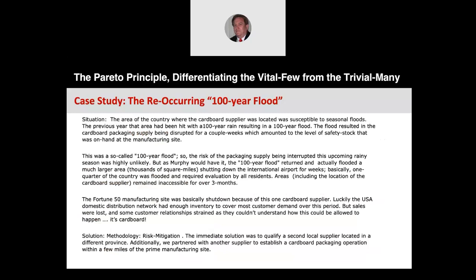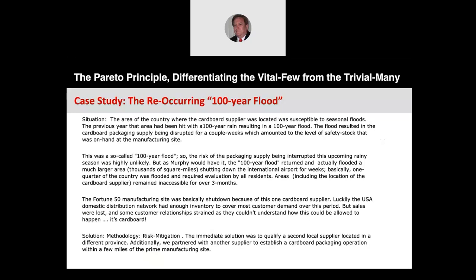The situation in this country is that this cardboard supplier, a single supplier, was located in an area very susceptible to seasonal floods. The previous year, the area had been hit by one of these 100-year rains, resulting in a 100-year flood. The flood disrupted the cardboard packaging supply for a couple of weeks, which amounted to the level of safety stock on hand. So it was not a big deal. It was a 100-year flood, so hey, it won't happen again for another 100 years, or there's a 1% chance.